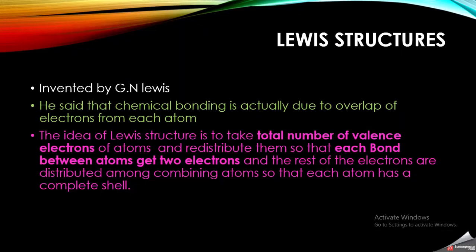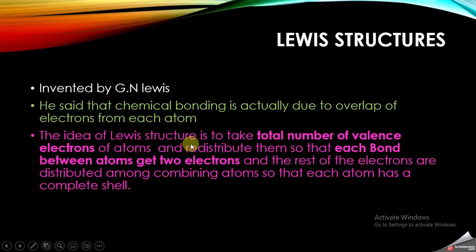Now we have seen the basics of chemical bond formation, and the general interaction energies which are associated with the formation of a bond. We are now going to start the models of chemical bonding. The first and most basic model is the Lewis structure, which was invented by G. N. Lewis. He said that chemical bonding is actually due to the overlap of electrons from each atom.